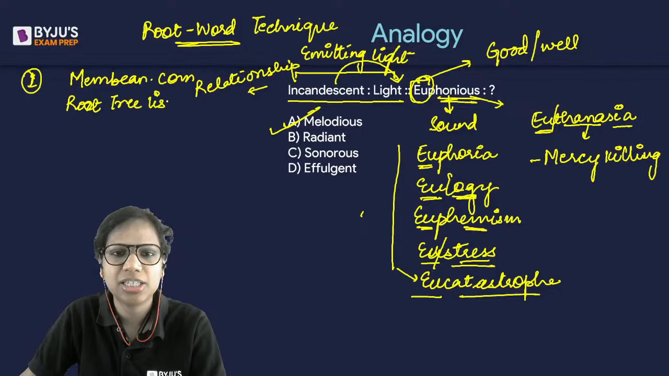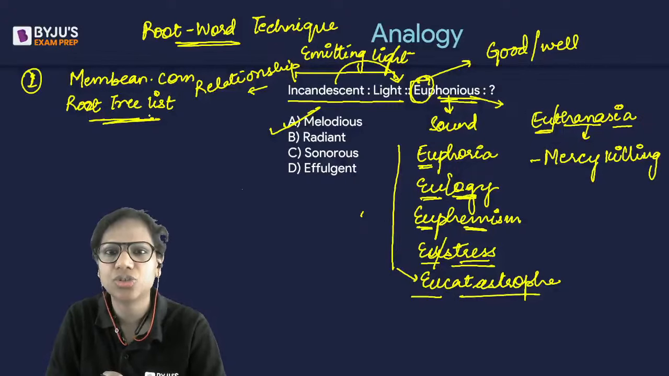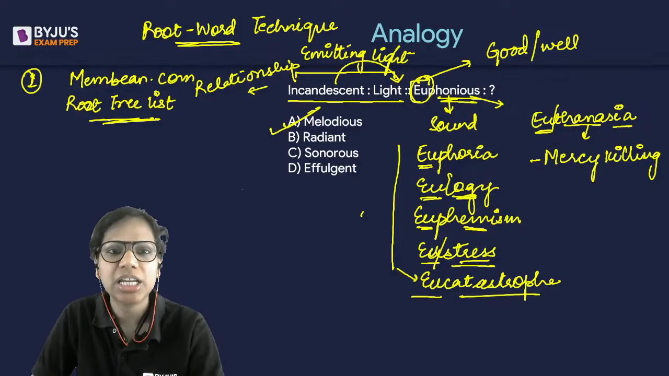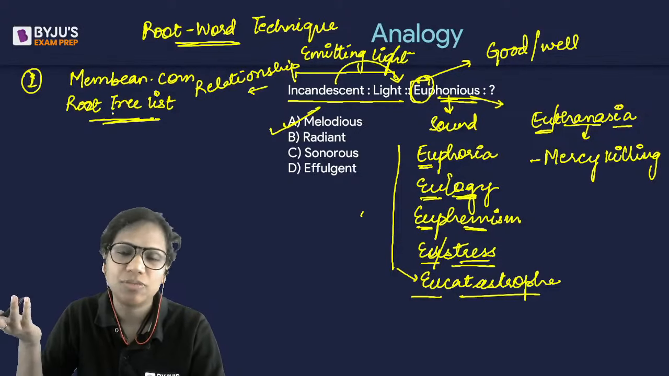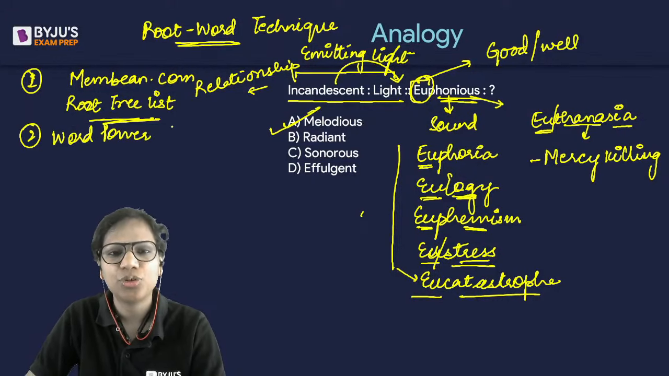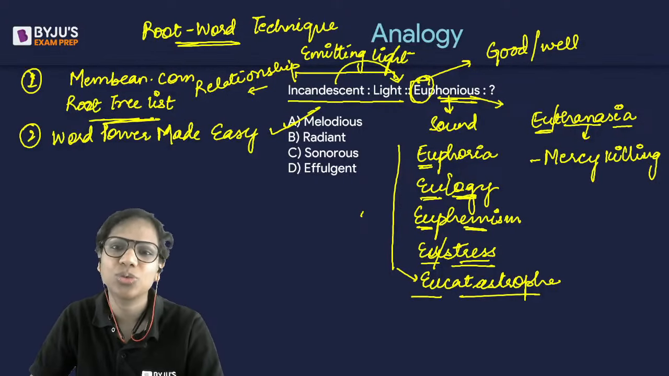Okay, and these are high frequency roots. So even if you go just through this root tree list, I think it should add to your pool of vocabulary like anything, right? Word Power Made Easy is always there. It follows the root word technique. So, that's always a resource that you have. Apart from this, there are other books actually, in case you're interested in doing books. So, those use the root word technique, right?